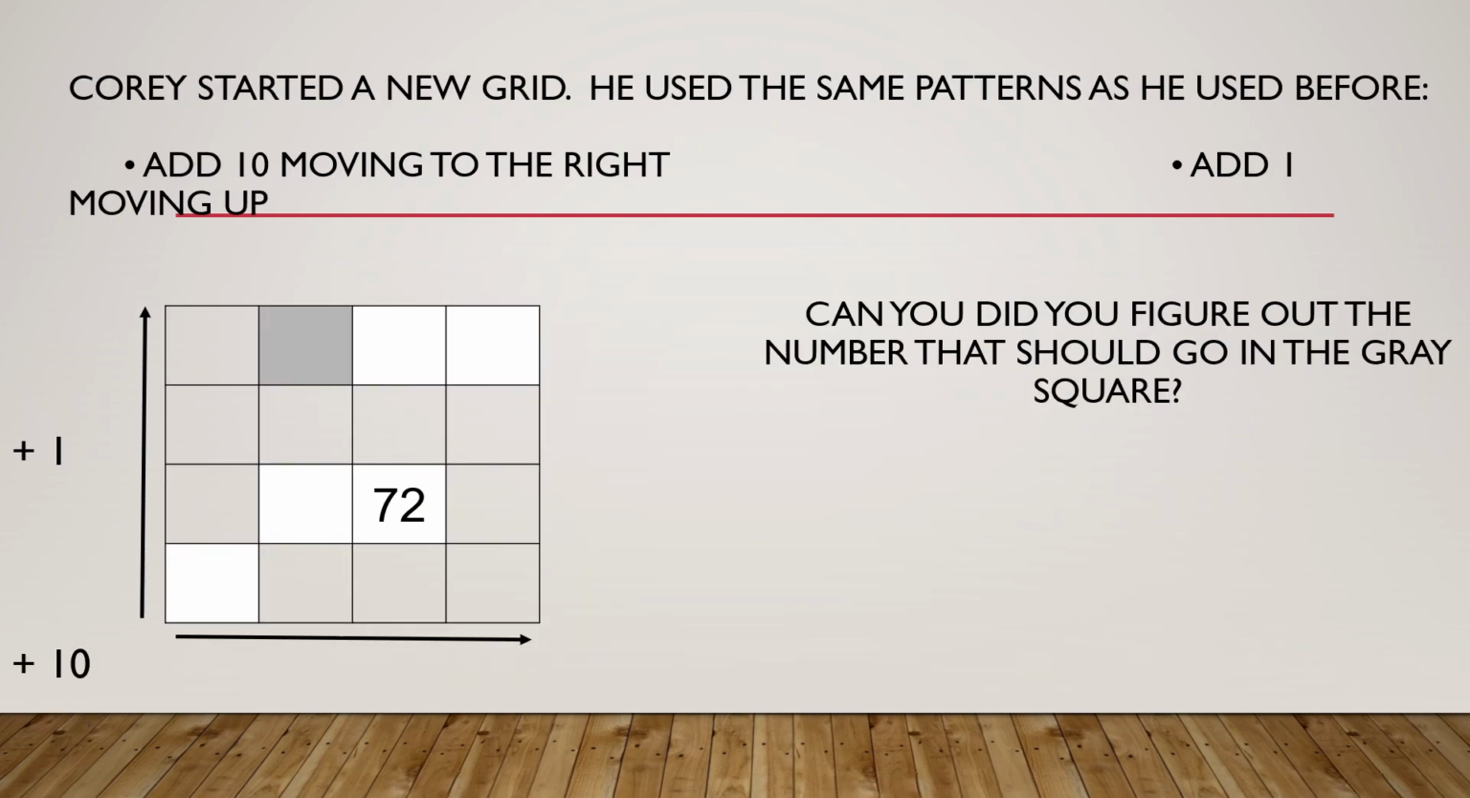Oh, good job, boys and girls. I really like your work. We have another problem for you. So on this slide, I want you to pause this video and I want you to see if you can figure out the number that should go in the gray square using the same pattern. We're adding 10 going right, adding 1 going up, subtracting 1 going down. Subtracting 10 going to the left. Let's see if you can figure out which number goes in the gray square that I just circled.